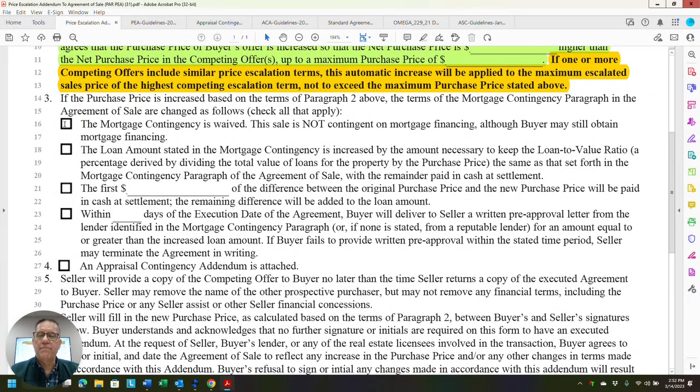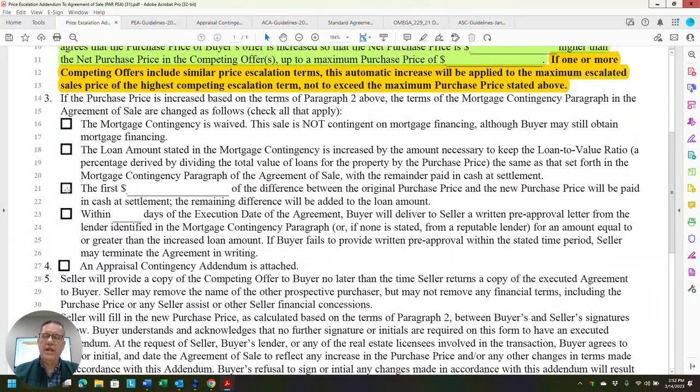You would check that. If you have a mortgage and you're taking a mortgage out, you can select number 2, where the mortgage amount or loan to value ratio will remain the same and the amount being borrowed will go up. That would be box number 2.